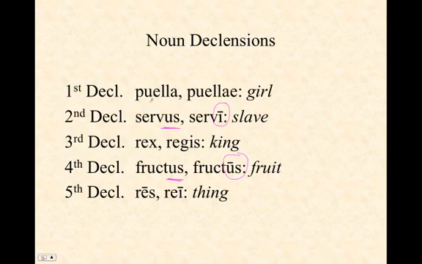First declension is pretty easy to recognize. It ends with an A in the nominative singular and an AE in the genitive singular.